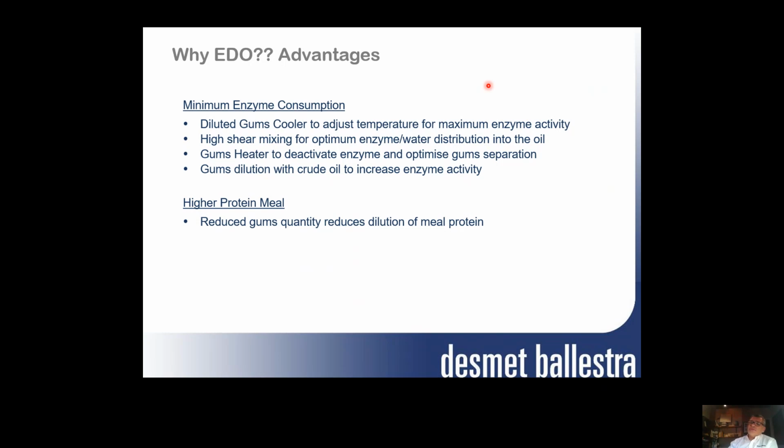And naturally, as we reduce the gums quantity, we also reduce the dilution of the meal protein in our solid stream.